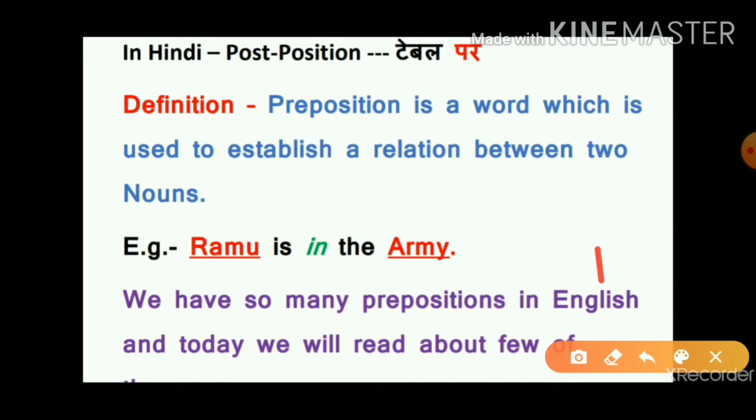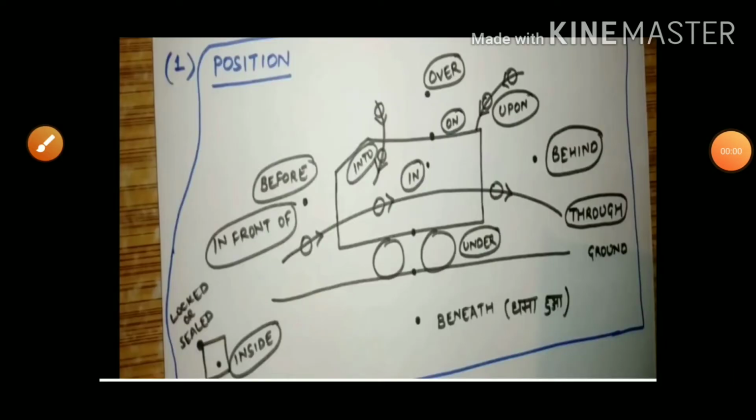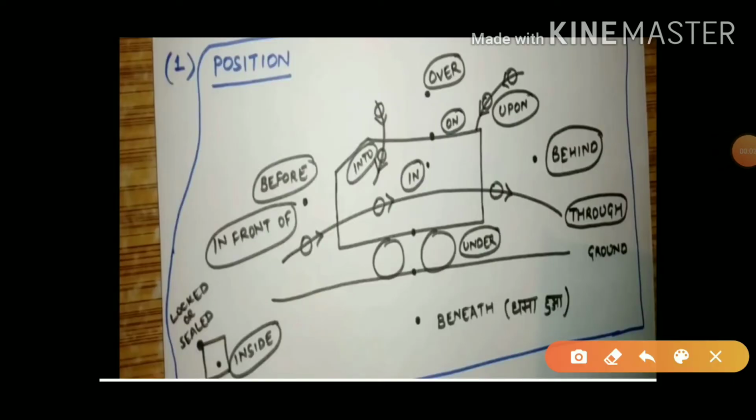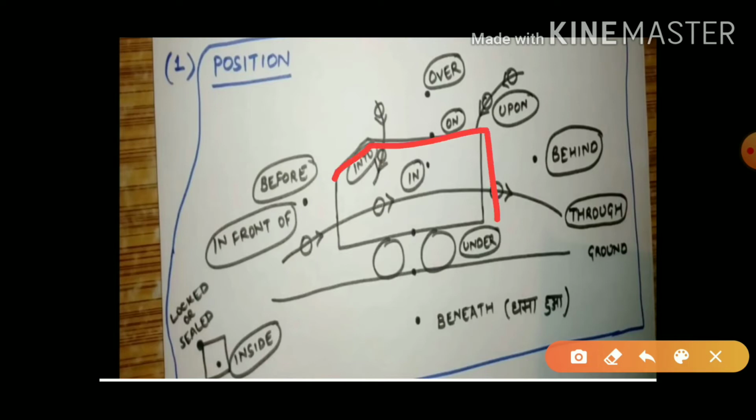Now move further. We have so many prepositions in English, and today we will read about a few of them. So we have a picture over here. In this picture you can see a car having two wheels, and this is the ground surface. You will have to imagine it. Let's see first how and when we can use "in". In is used when something is in a boundary. Suppose someone is in the car, then we will say the man is in the car.